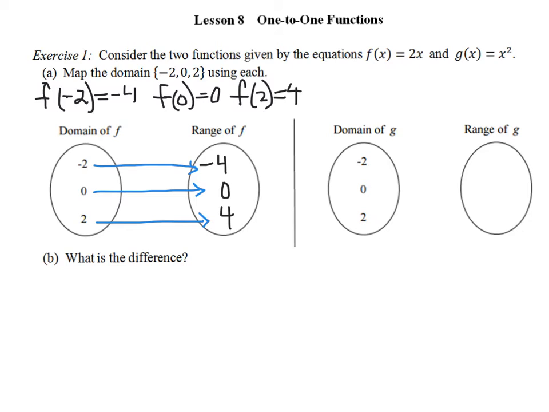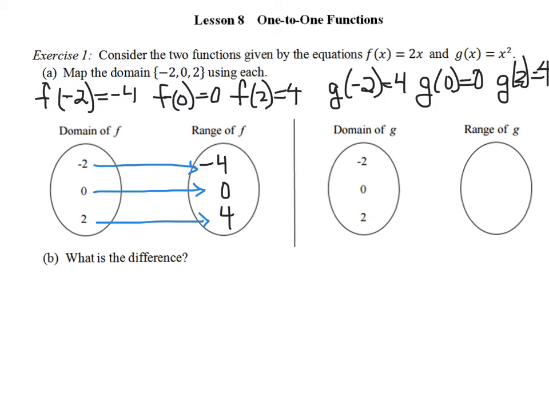Let's go ahead and do the same thing with the function g of x. So we want to take the output when the input is -2. So g of -2 would be -2 squared, which is 4. G of 0 would be 0 squared, which is 0. And g of 2 would be 2 squared, which is 4.